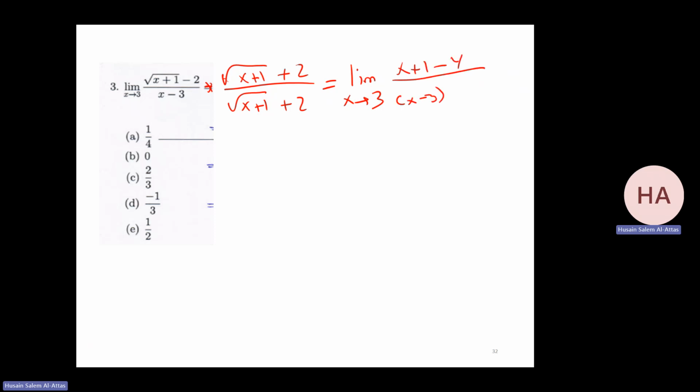Okay, let me continue. Rationalize the numerator. I think this we did. So we'll go to the next one. Square root of x plus 1 plus 2. The same idea is repeated, but I want to do all of these problems. So I have x plus 1 minus 4 over x minus 3 times square root of x plus 1 plus 2. This is cancelled with this. It will be x minus 3. And the result is 1 over square root of 4, 2 plus 2, 1 over 4. And that will be the answer.